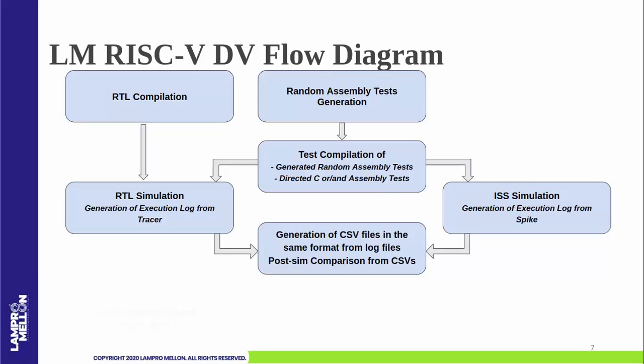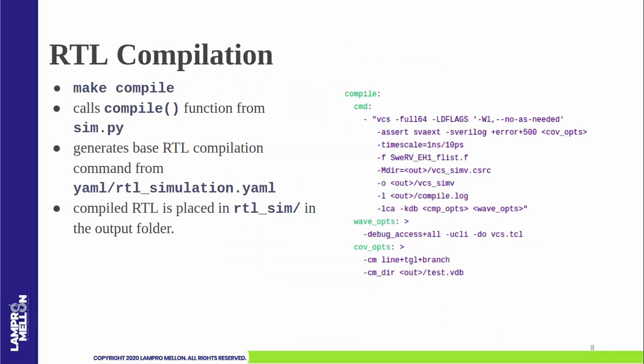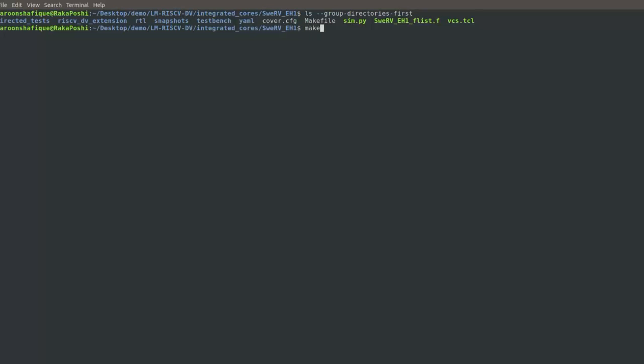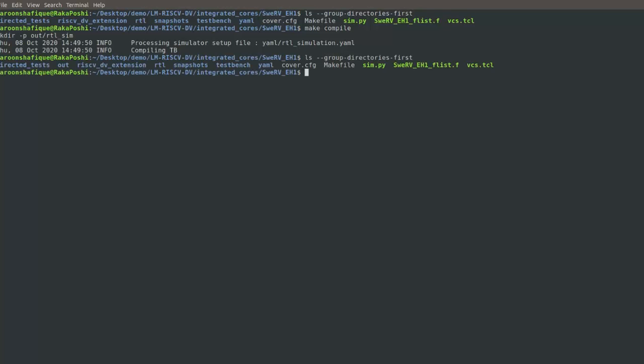In the end, we can generate a code coverage report and extract functional coverage from the CSV files. Let's go through each step one by one. So the first step is to compile RTL. We use the compile target from the makefile. For compiling, we do not need any other variable from the makefile. Make compile runs the Python script which calls the compile function. This function reads and generates the command from RTL simulation.yaml and runs it. The compiled RTL is placed in the RTL sim folder in the output directory.